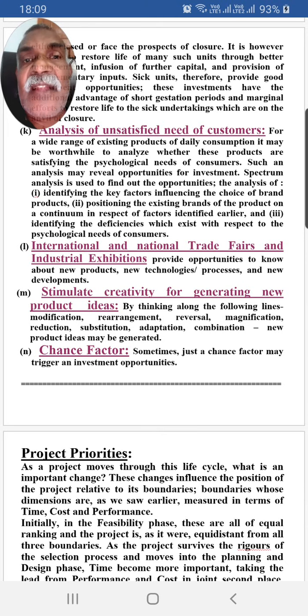Now, international and national trade fairs and industrial exhibitions, very true. These international and national trade fairs and exhibitions provide opportunities to know about new products, new technologies, new processes, and new developments. Stimulate creativity for generating new product ideas. Very true.